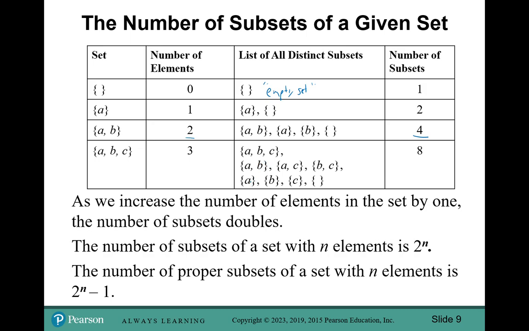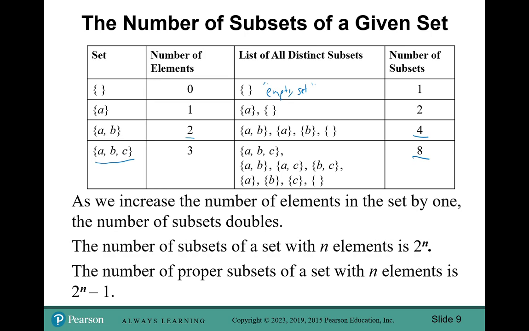We also have the individual element sets, A, B, and C. And once again, we have the empty set. If we add these together, we have 1, 2, 3, 4, 5, 6, 7, 8 possible subsets of this initial 3-element set.